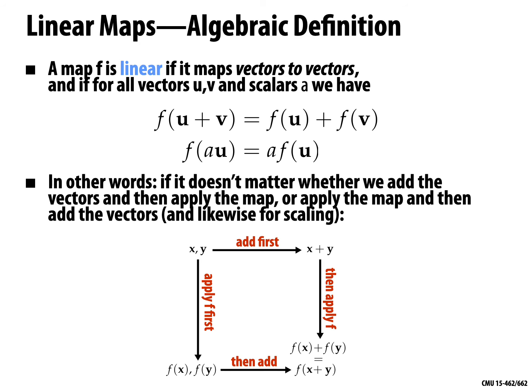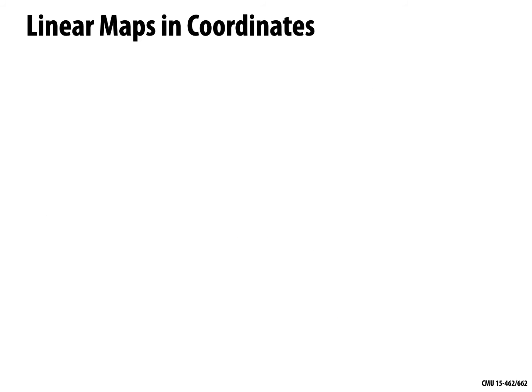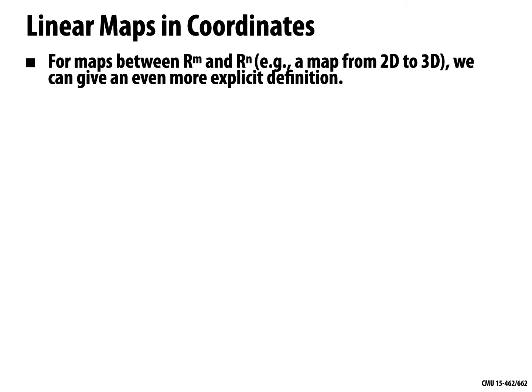So another way of saying this is a map is linear if it preserves our vector space operations, if it preserves the structure of our vector space. Now that's getting a bit abstract. Let's look at something a bit more concrete. If we have a map between Rm and Rn, for instance, a map from 2D to 3D, then we can explicitly say what a linear map looks like in Cartesian coordinates.